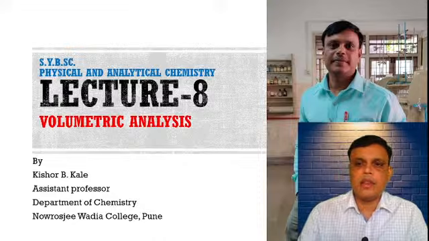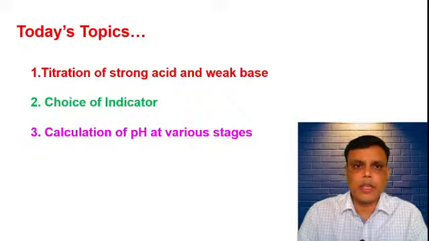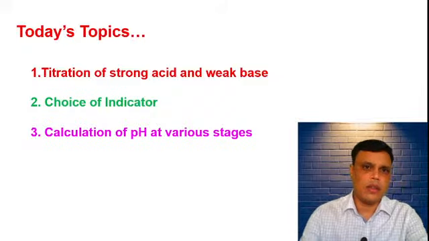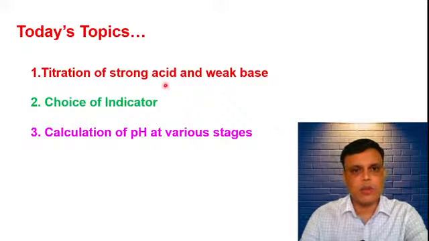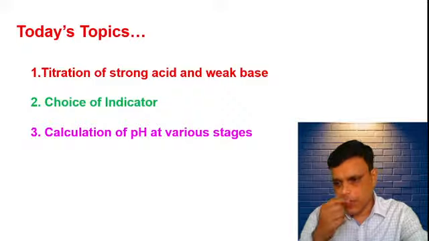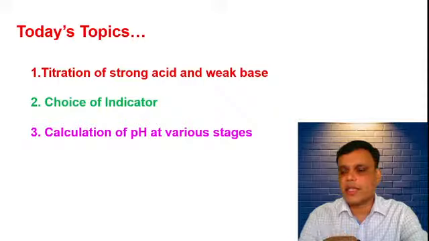Today we are going to see these topics. Today's topics: first, titration of strong acid and weak base. Then the choice of indicator and calculation of pH at various stages. We have seen the titration of weak acid and strong base. So today we will see titration of strong acid and weak base.